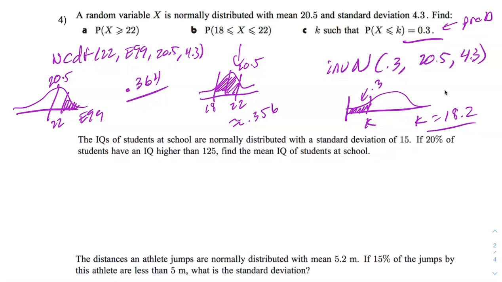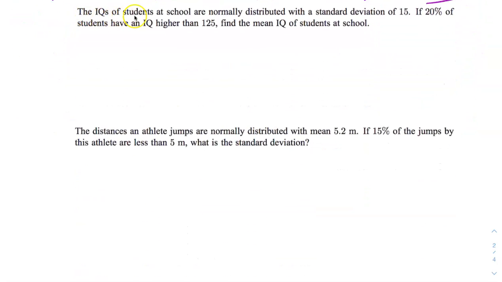So there's that one. The IQ of students at a school is normally distributed with a standard deviation of 15. If 20% of the students have an IQ higher than 125, that's very good actually, find the mean IQ of students at the school. So again, we're looking for the mean. We don't have the mean, which means if I'm missing something, I have to normalize it. So I'm going to use that formula.